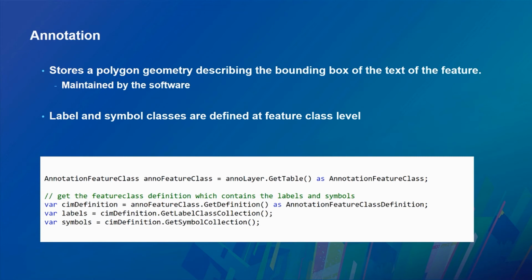Important things for the annotation are also the label and the symbol classes. These are what gives the annotation its symbolization or its SimText graphic. Here we have a code snippet from the layer. I can get to the annotation feature class. From the feature class, I use the get definition to get my annotation feature class definition. This is a SIM definition.